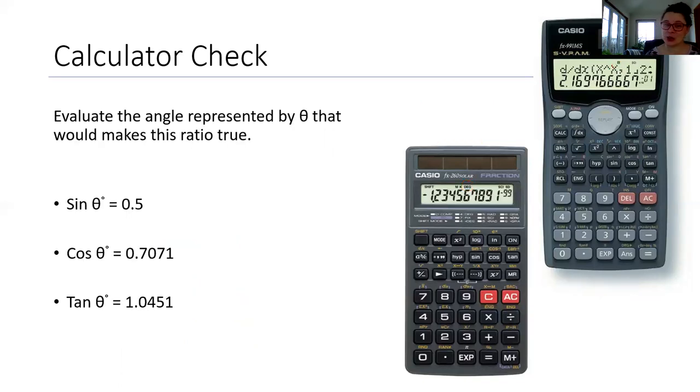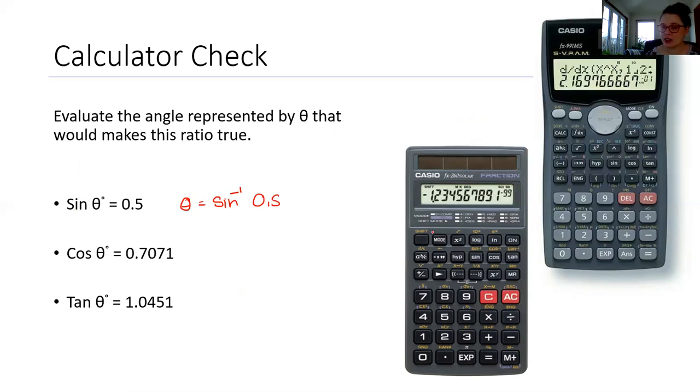Now we need to check the other one. So we need to figure out, well, if we know what the ratio is, what's the angle that would make that ratio true? So how do we put that in our calculator? To do that, we want to undo sine. And in order to do that, we are going to find our angle, we want to take the inverse sine, so sine minus 1 of 0.5.